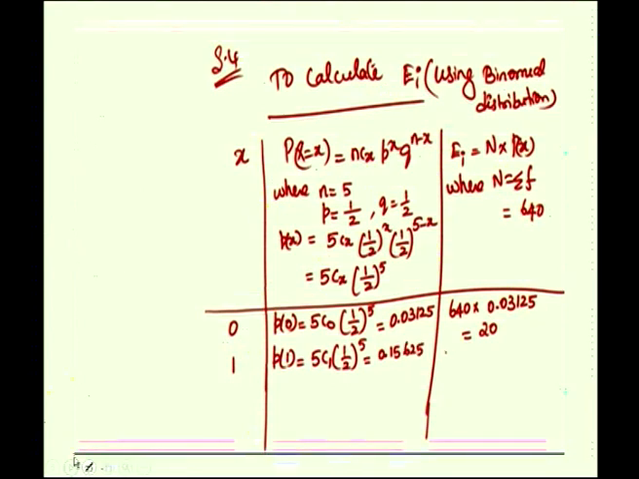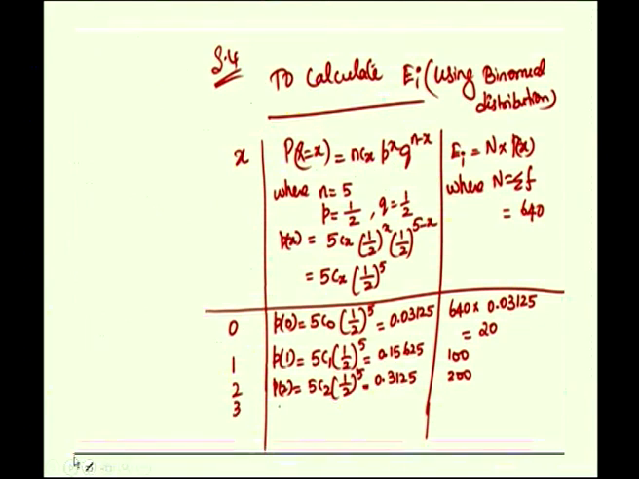So, 640 into 0.15625 is equal to 100, and then for 2, P of 2 is equal to 5C2 into (1/2) whole power 5, which is equal to 0.3125, which is equal to 200 when you multiply it with 640.